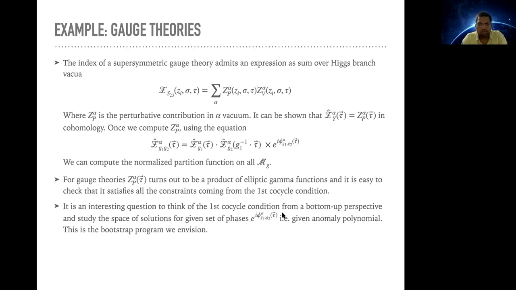Now, here I again stress the bootstrap nature of the problem. So instead of computing this index, you can think of the index as an answer to a set of constraint equations, and then you can think of this as a bootstrap program. The input to these constraint equations are these phases, which are coming from the anomaly polynomial. Once you have those, you can think of the index as a solution to this set of constraint equations. So this is the bootstrap program that I had stressed earlier also.